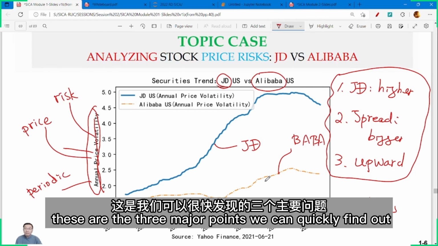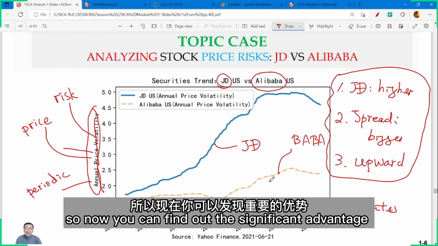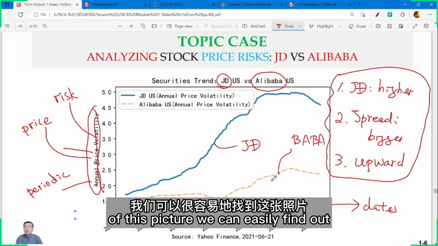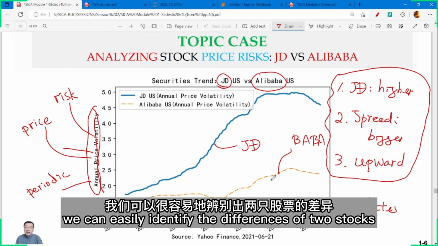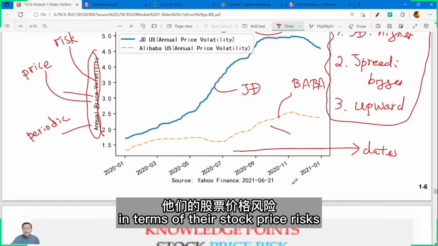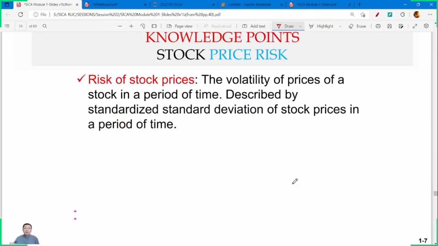So now you can find out the significant advantage of this picture. We can easily identify the differences of two stocks in terms of their stock price risks. Okay. Next, let's explain how we measure the risk of stock prices.